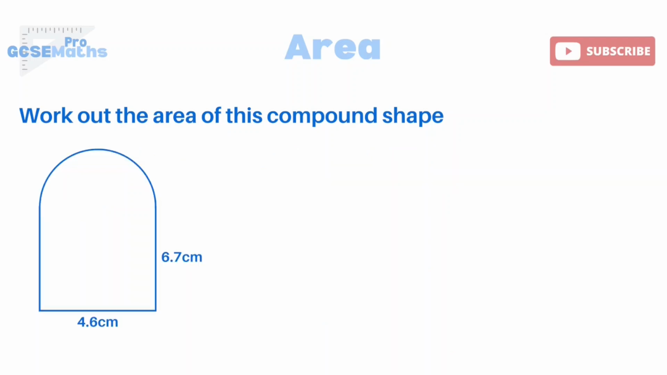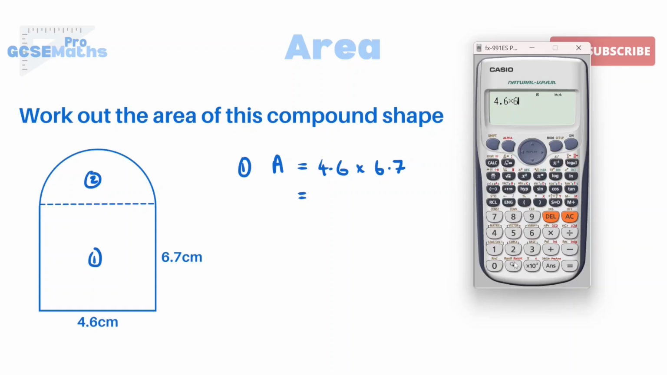Okay, so this third shape we have is a little bit harder to picture, but if I draw a line directly horizontally across, it's actually, again, a rectangle at the bottom, but at the top is a semicircle. So I'm going to label it 1 and 2. We'll start with the rectangle because that is the easiest bit. The area of a rectangle, as we've done in the last few questions, is length times width. 4.6 times 6.7 in the calculator gives me 30.82 centimetres squared.